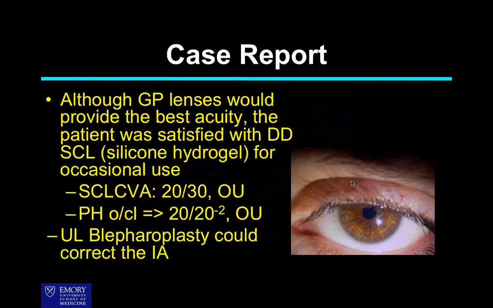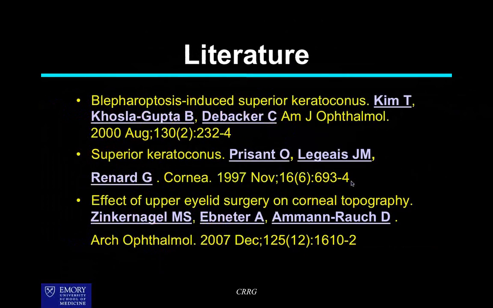Although the GP lens would provide the best acuity, as we discussed this with him, he was satisfied with daily disposable lenses for occasional use. Again, he's a pathology resident, will be a pathologist. He'll be spending a lot of time in the laboratory, and he'll be wearing a face shield, so he doesn't really want to wear contact lenses during his office hours. And of course, our oculoplastic service offered that upper lid blepharoplasty would correct this, as it would. And references on this. Any questions?